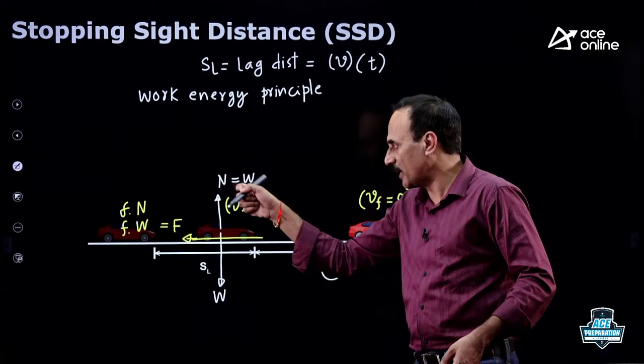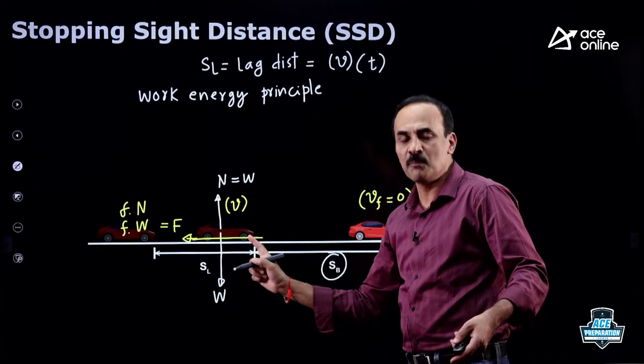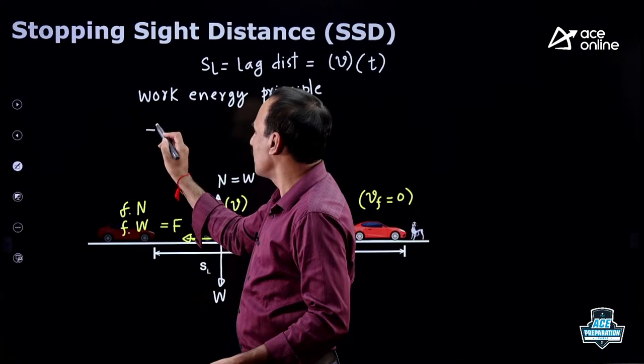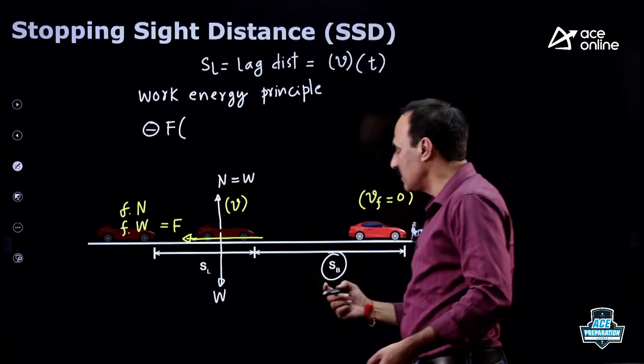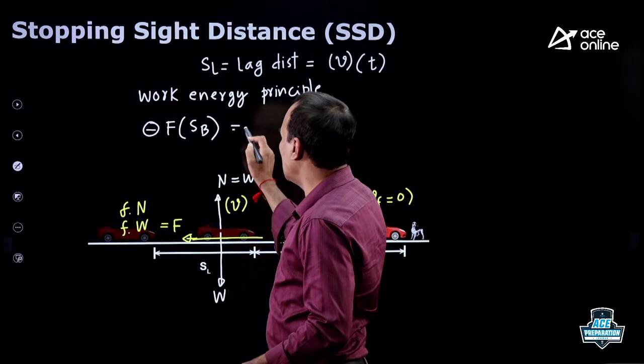And frictional force is along the line of motion, but opposite to the direction of motion. So frictional force is creating the negative work. So work done is force into displacement. Frictional force is F. The displacement during the brake, after application of brake, is SB. I am taking this SB. Negative says friction is opposite to the direction of motion.